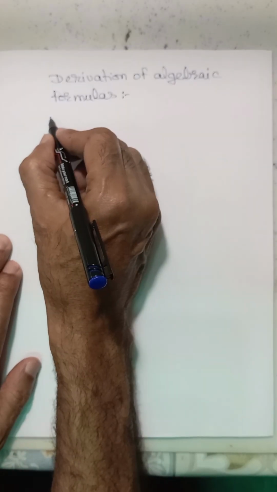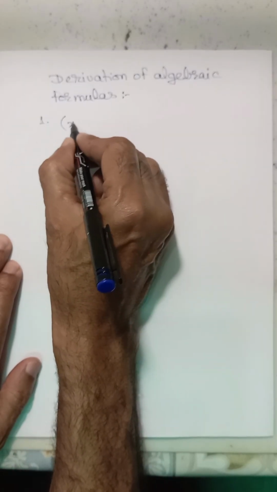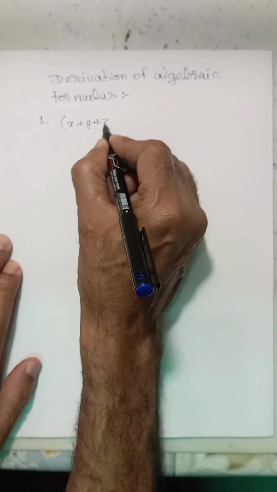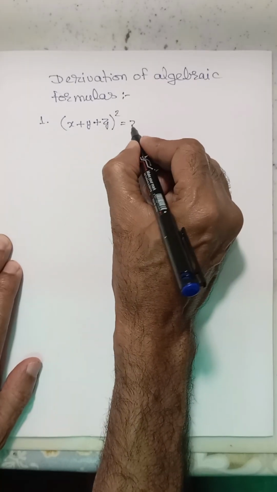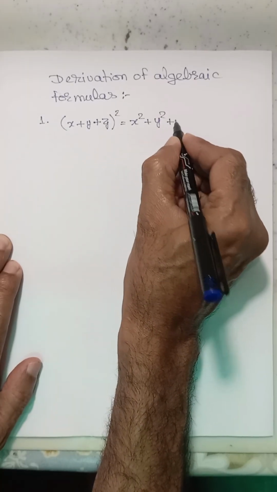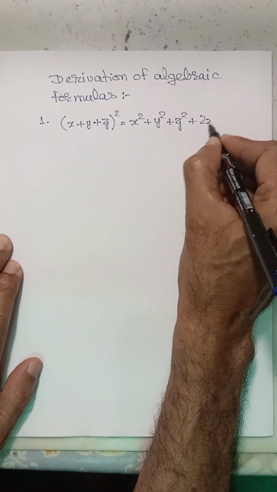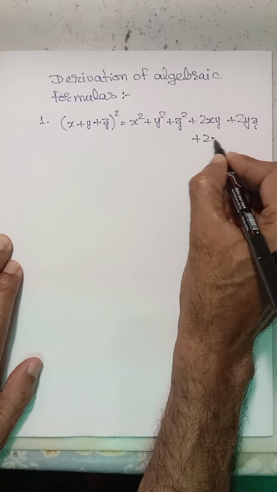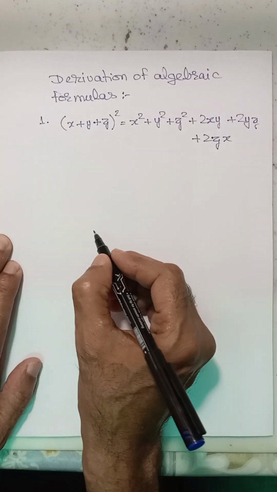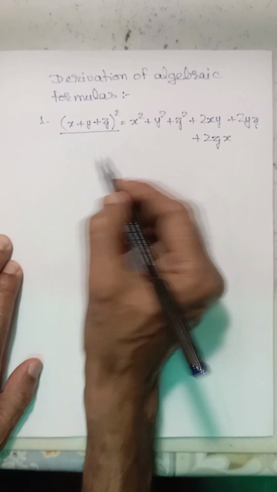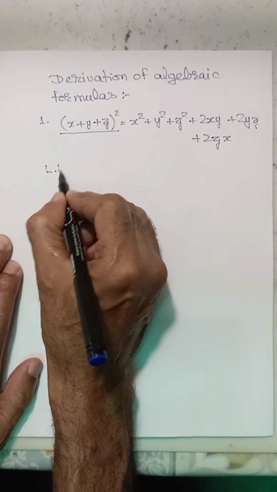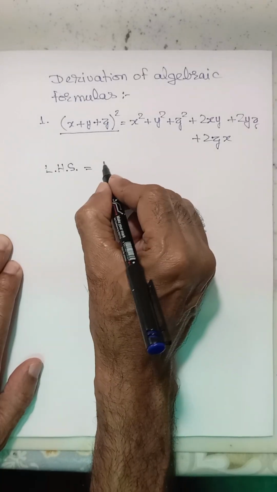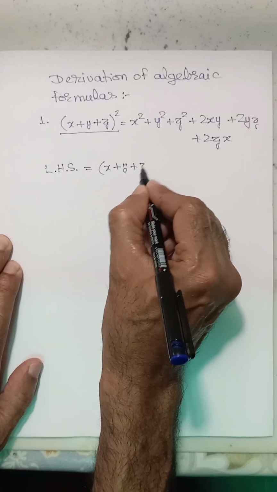So first one is (x + y + z)² = x² + y² + z² + 2xy + 2yz + 2zx. So we will start from the left hand side. So LHS is equal to (x + y + z)².